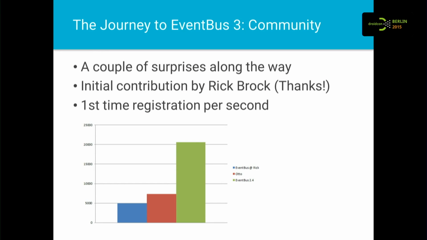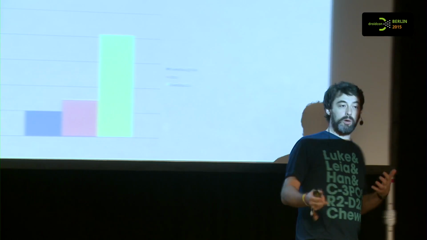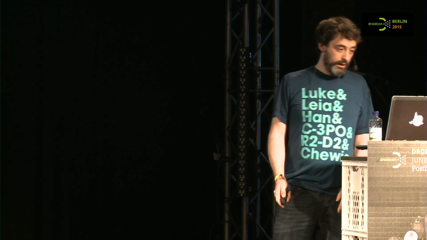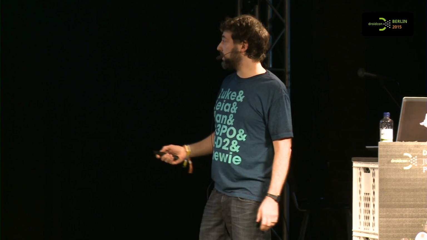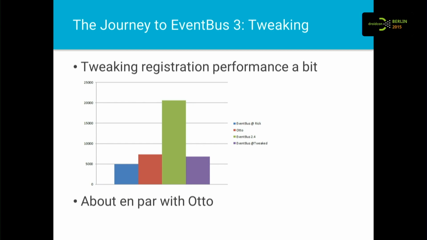This is per second, so big is good, right? This was Eventbus 2.4. This is the Eventbus with annotations, the first initial contribution, and this is Otto. Usually Eventbus was way faster than Otto, obviously, but now it really dropped significantly. So yeah, I tweaked performance a bit. This is the tweaked version, so it's about the same speed as Otto.